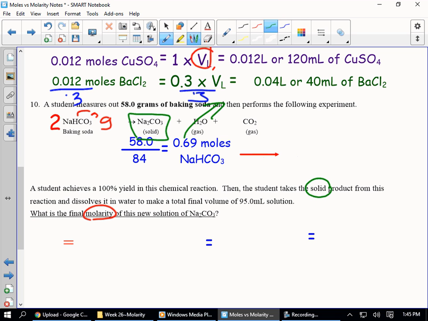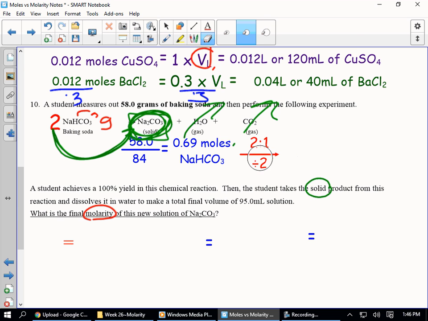We know gases fly away. So I want to know how much of this I'm going to make. This is a what to what ratio? 2 to 1. So I'm going to have half as many moles produced of Na2CO3. Now, I want you to pause here if you feel like you can finish this up. I want to know if I dissolve that into 95 milliliters of water, what would be the final molarity? What would be the final concentration?